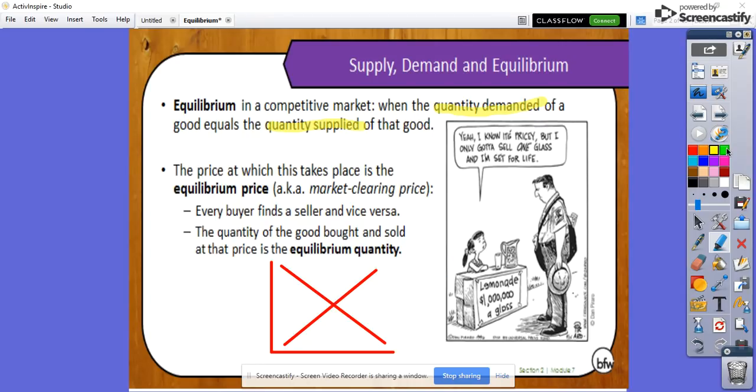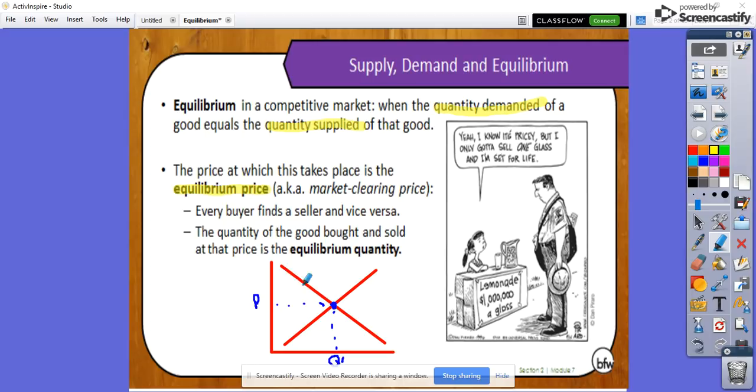This is the intersection point right here. This price and this quantity. The price at which this takes place is called the equilibrium price, also known as the market clearing price, because every buyer finds a seller and vice versa.